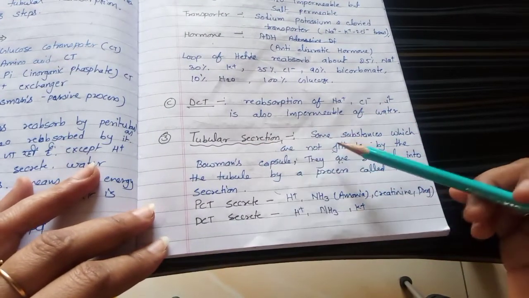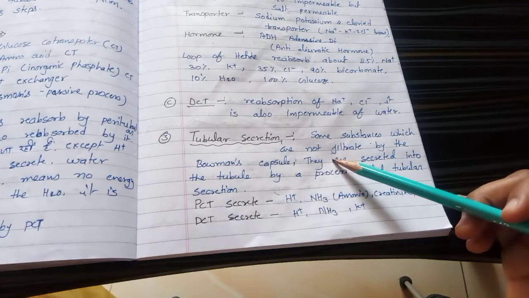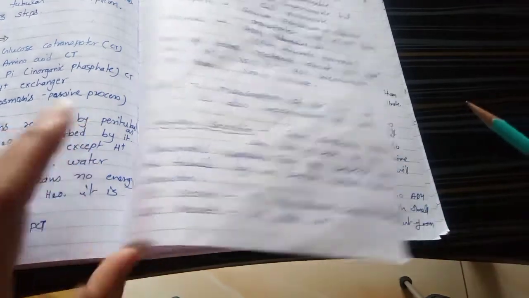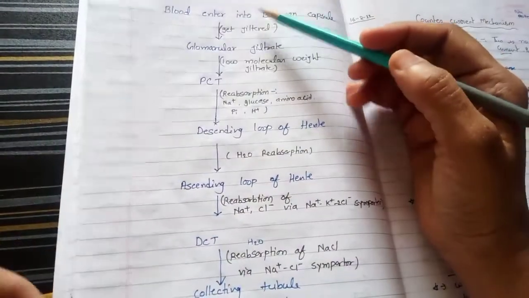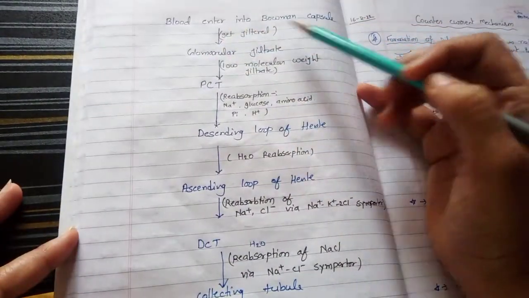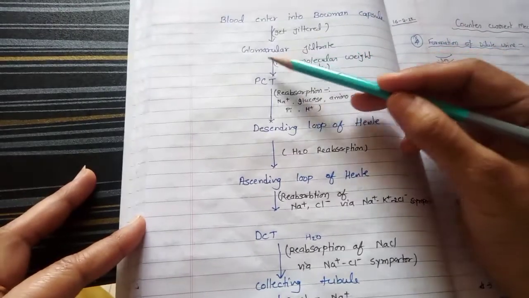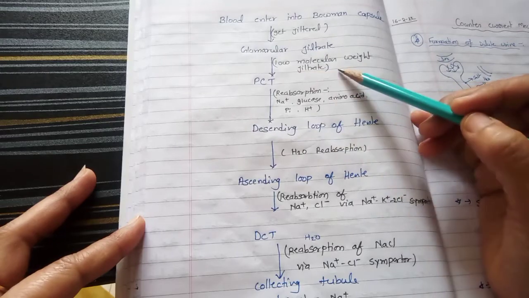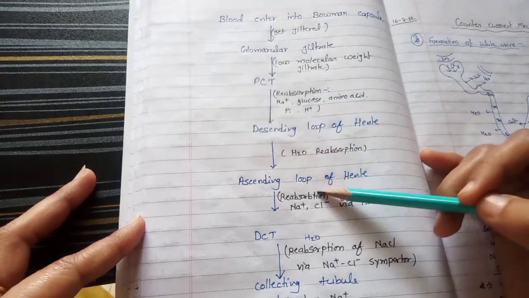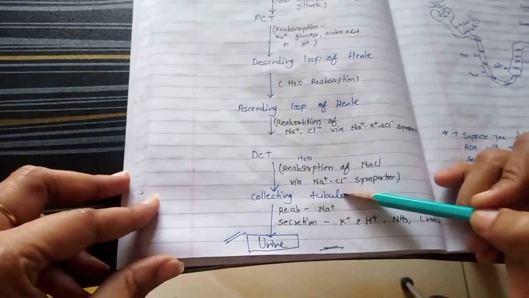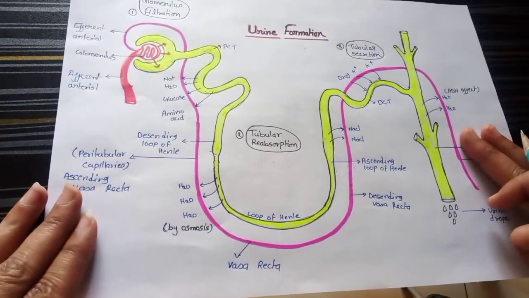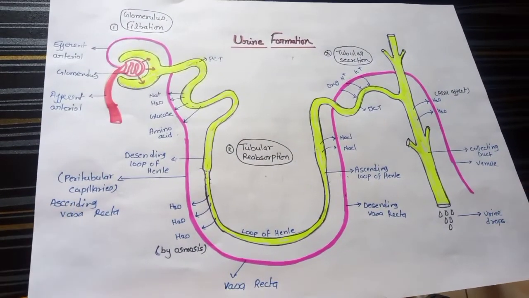And now tubular secretion: some substances are not filtered by the Bowman capsule, so they are secreted from the tubules. So the PCT and DCT secrete them. Now blood enters the Bowman capsule and gets filtered, and the filtrate comes as glomerular filtrate. Now the low molecular weight filtrate passes through the PCT, descending loop, ascending loop, then DCT and collecting tubule, and then forms the urine. So this is all about the formation of urine. Thank you so much for watching.